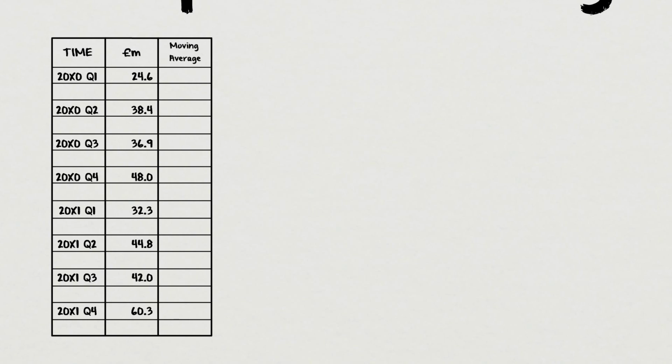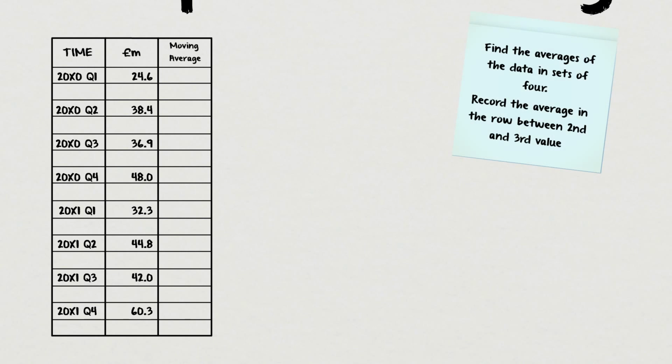This time we're going to find the four-point moving average. The problem with the four-point moving average is that it doesn't actually assign to any particular quarter. Instead, you have to record this four-point average in between the second and third value. Because quarter two or quarter three is not actually the midpoint of a four-point average. Instead, it will be in between quarters two and three.